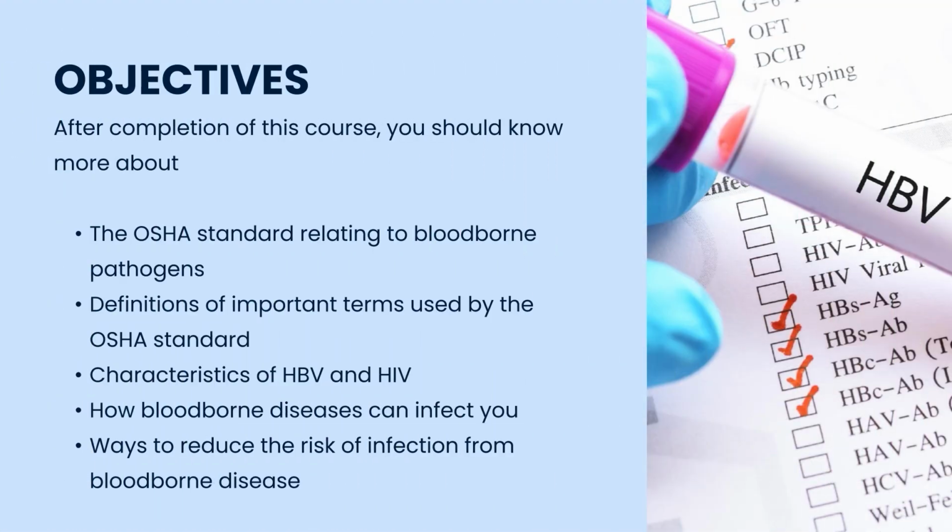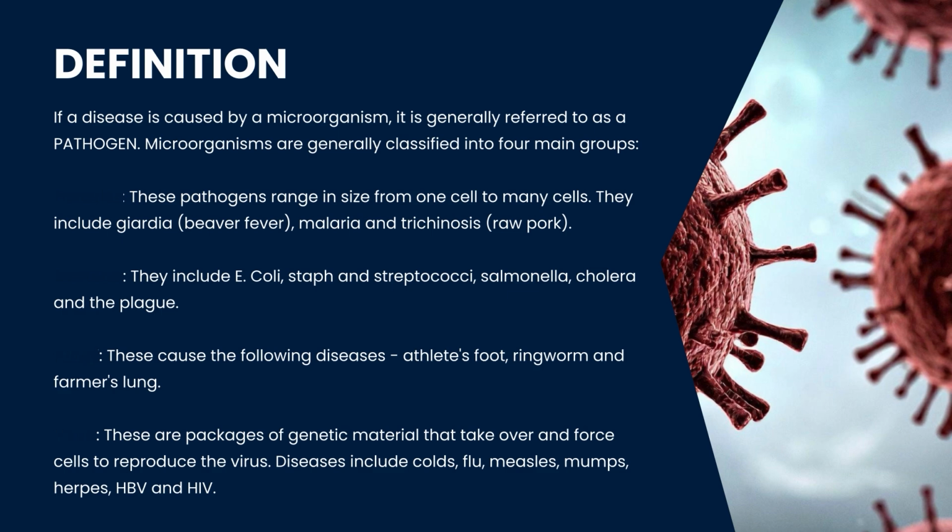By the end of this course, you'll understand the OSHA standard related to bloodborne pathogens, key definitions used in the standard, and the characteristics of diseases like hepatitis B and HIV. You'll also learn how bloodborne diseases can infect you and the steps you can take to reduce your risk of exposure.